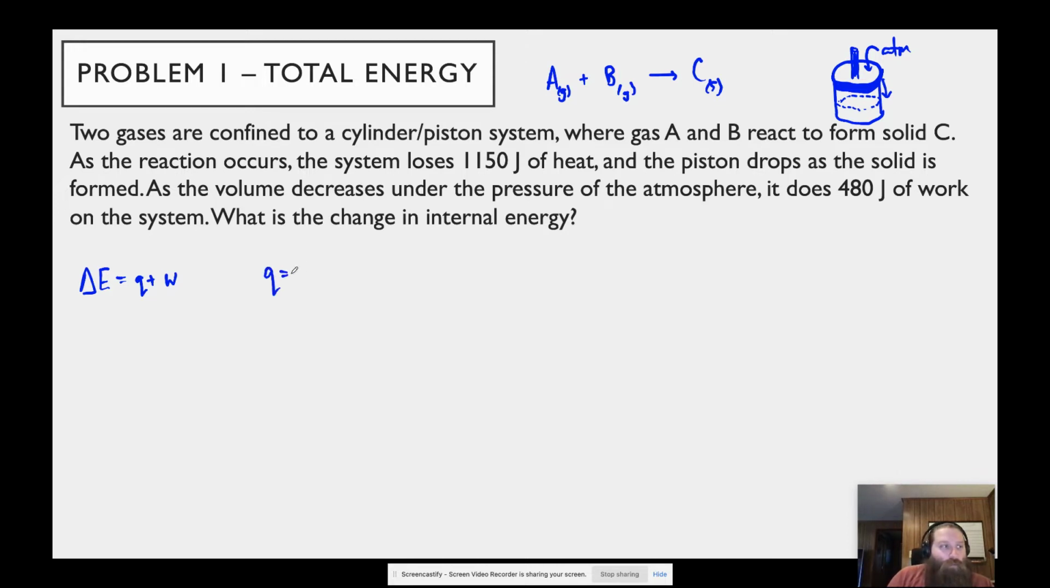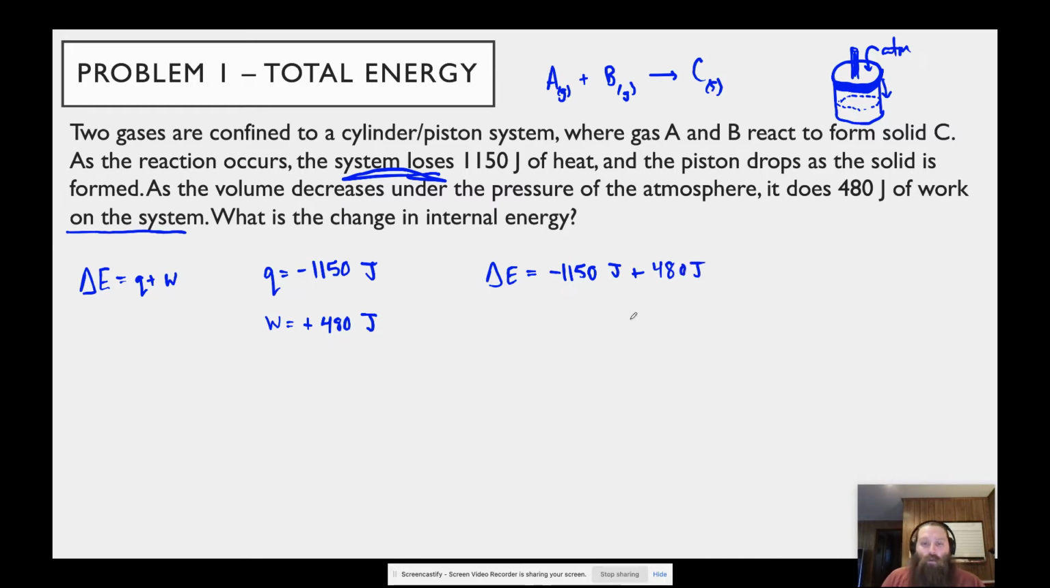So Q is negative 1150 joules. Now, why do I know it's negative? Well, it says that the system is losing heat energy. And then we have the work, which is being done on the system. Since work is being done on the system, we know it's positive, so that's 480 joules. So delta E is just Q plus W. So delta E equals negative 1150 joules plus 480 joules.